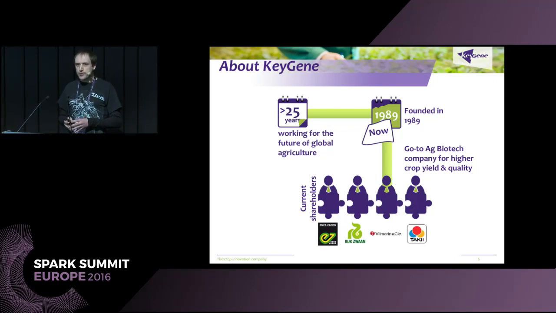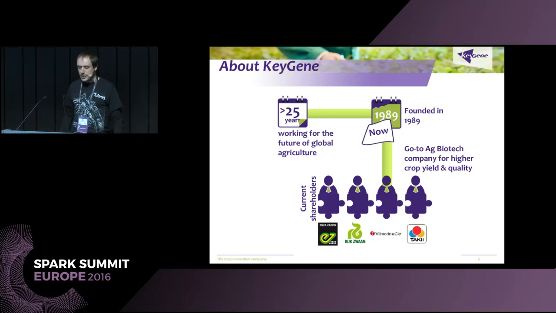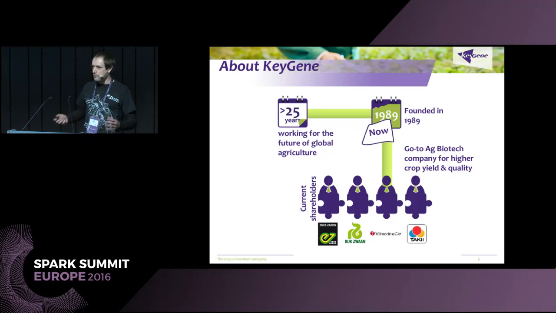Our current shareholders are 4 large seed companies, 2 Dutch companies, Enza and Rijkswaan, and a French company, Vilmorin, which is part of the Limagrain vegetable seeds group, and Takii Japan. And so we work for these 4 shareholders, but we also work on what we call the field crops, so the non-vegetable crops for the rest of the world.